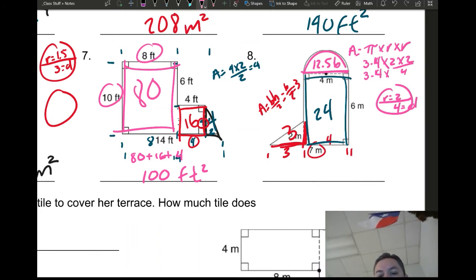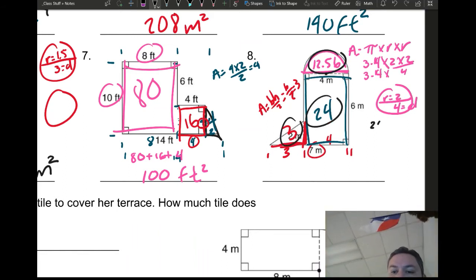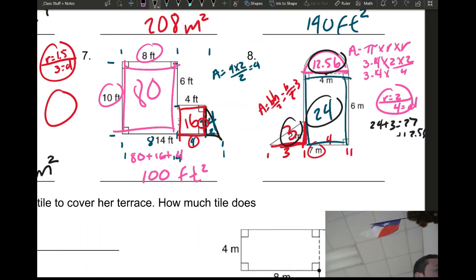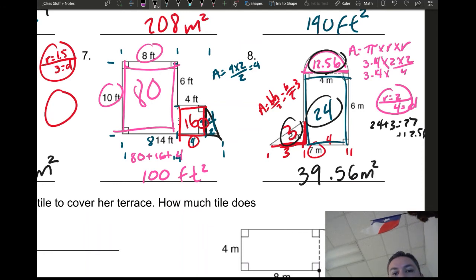Now, all you have to do is add all of them together. This, this, and this. 24 plus 3 equals 27, plus 12.56 gives you 39.56 meters squared.